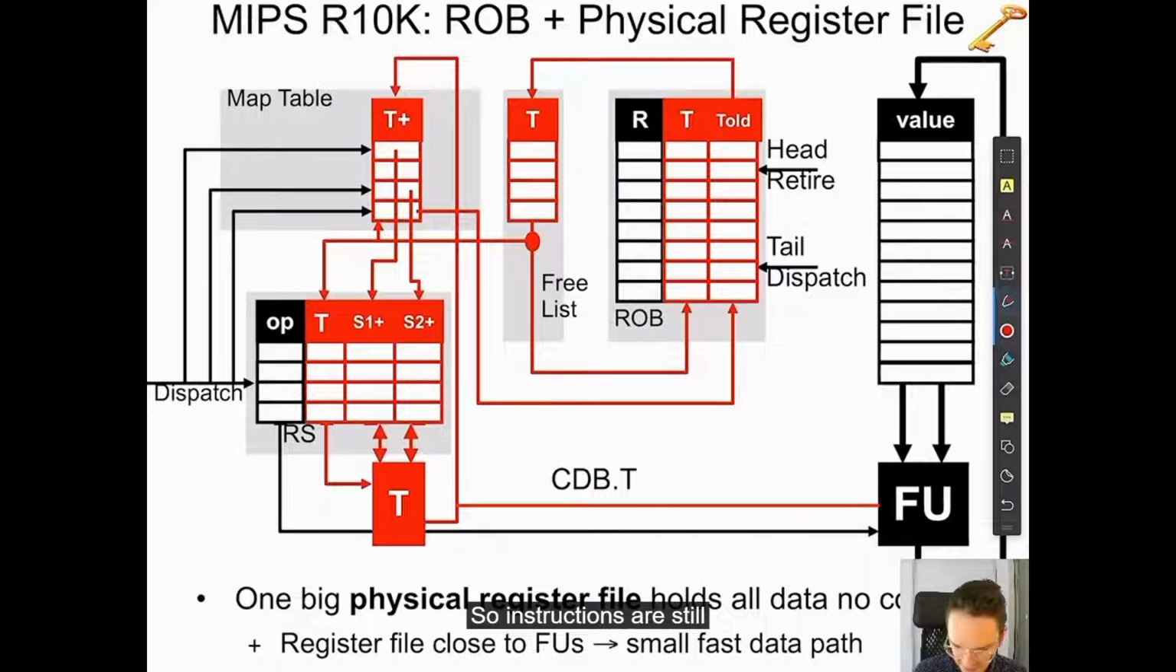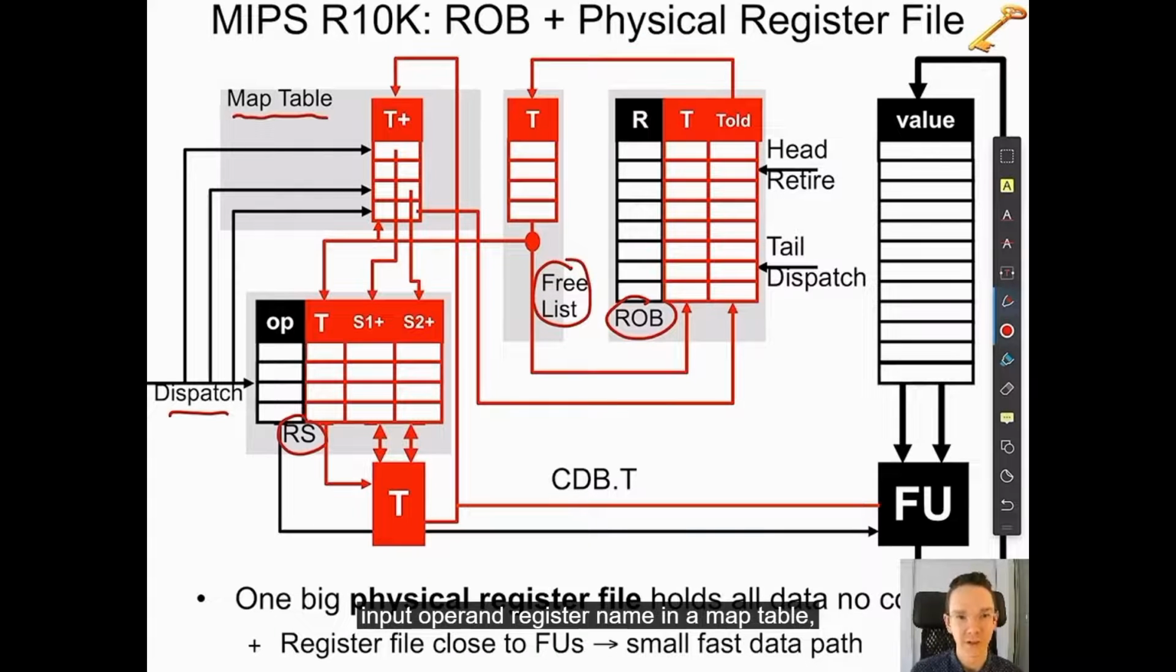So instructions are still dispatched in order, at which point they allocate entries in several structures, including reservation stations, but we also need an entry in the reorder buffer, and we'll have to request a physical register from the free list at dispatch. Dispatch still looks up the tag of each input operand register name in a map table, but the definition of the tags has changed somewhat, now pointing to physical registers, which I'll reiterate again. The major change in this design is that now one big physical register file holds all of the data, and there are no copies in the reservation stations.